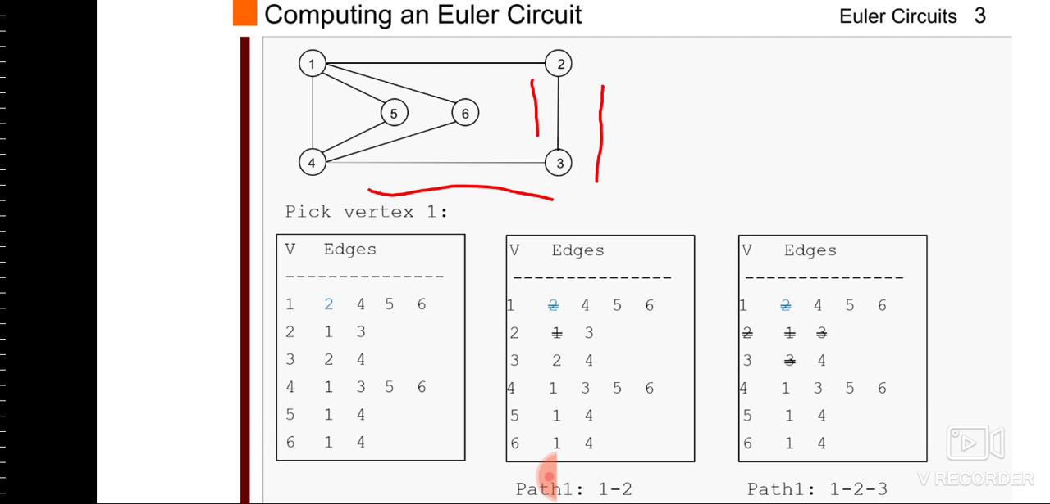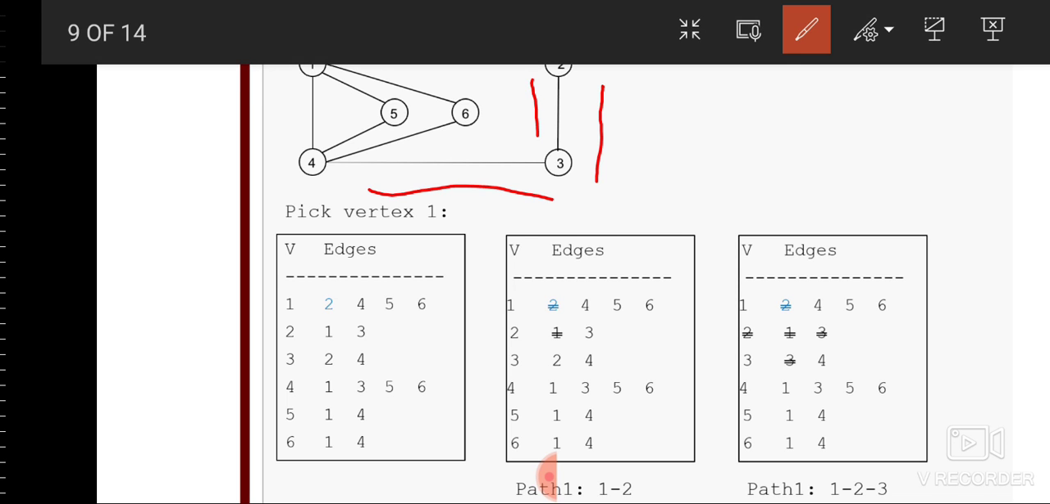Then assume my starting vertex is 1. From 1, you can reach the vertex 2. So that edge is marked, that is, 1 to 2 is marked. Since it is an undirected edge, 1 to 2 is the same as 2 to 1. So 2 to 1 is also marked.